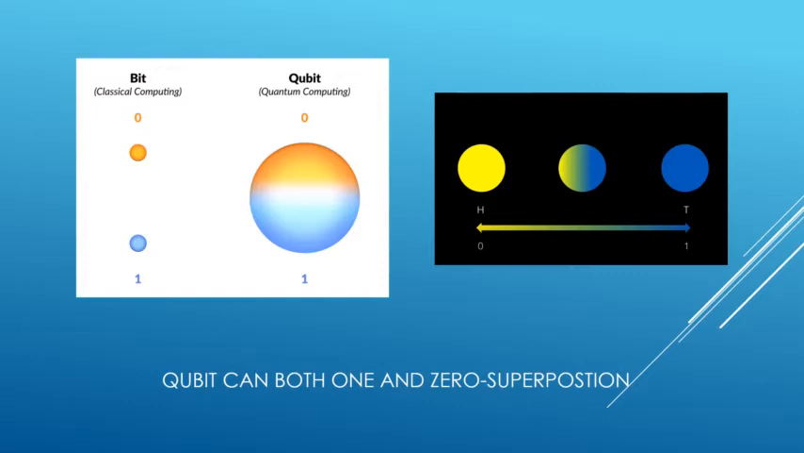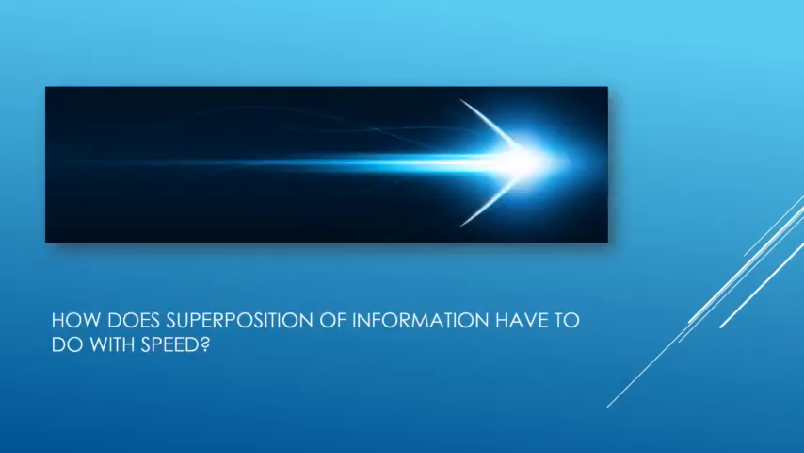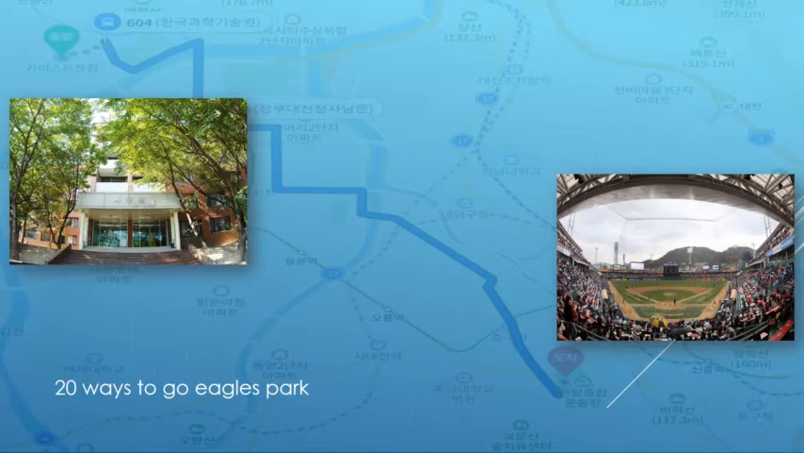There are a number of physical objects that can be used as a qubit: a single photon, a nucleus, or an electron. What does superposition of information have to do with speed? Let's take an example. I want to go to Hanwha Eagles Park to see baseball from my dormitory, and assume that there are 20 routes to arrive at Hanwha Eagles Park.